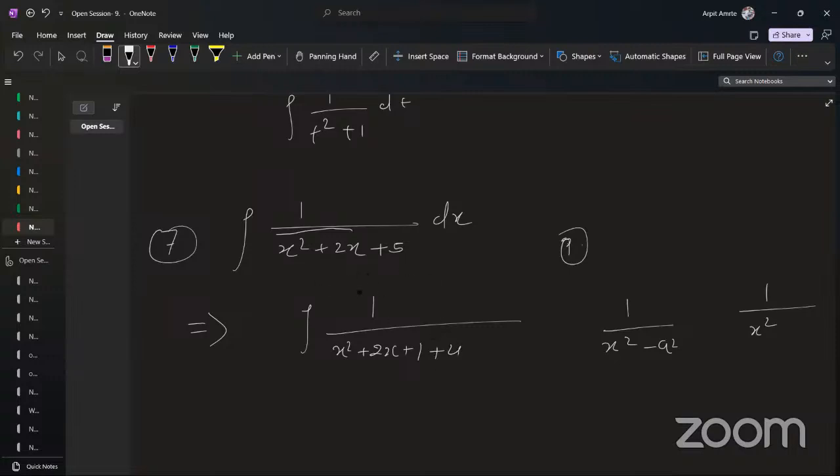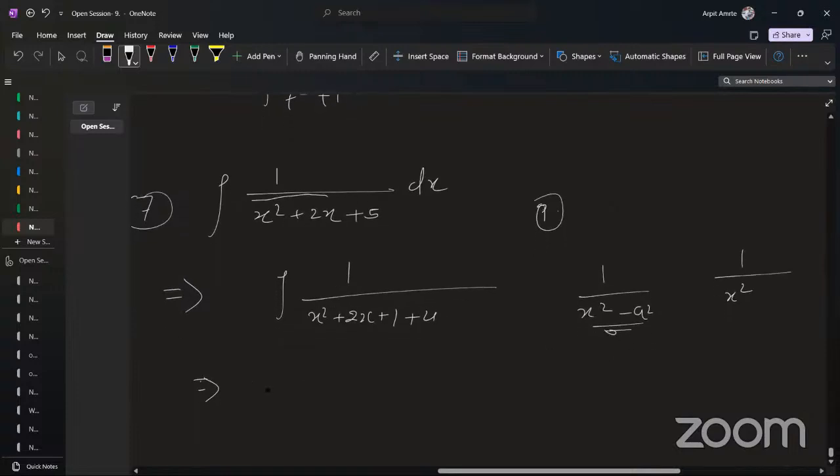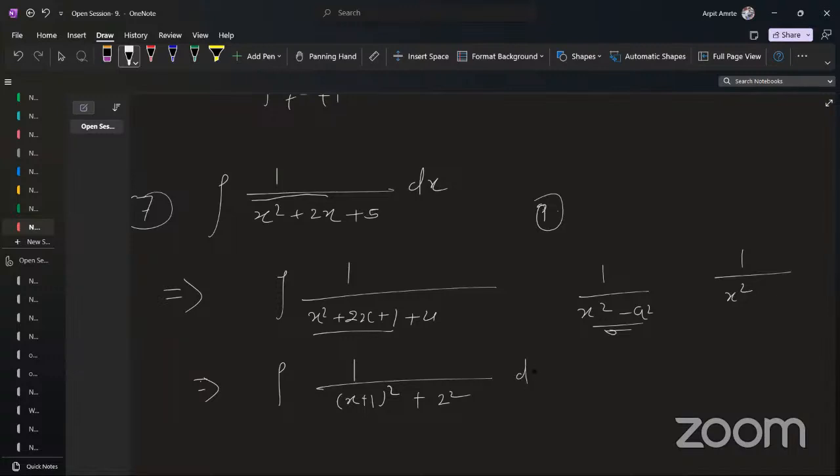I have already told in the quadratic functions class how we can make this a perfect square plus something. We have already discussed in week 3, right? So that is what we have done here. By that, I can easily make this kind of thing. So what will it be? It will be x plus 1 whole square plus 2 square, dx.